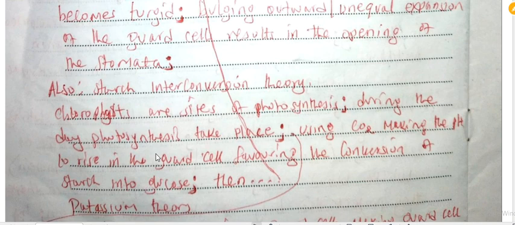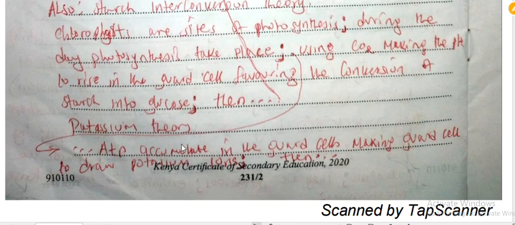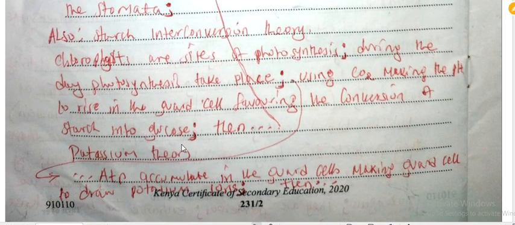Then you can also use the starch interconversion theory. Chloroplasts are sites for photosynthesis. During the day, photosynthesis takes place using carbon dioxide, making the pH rise in the guard cell, favoring the conversion of starch into glucose. Then this will affect the concentration in the guard cells, thus leading to the opening of the stomata.